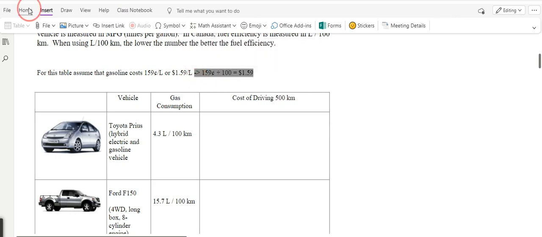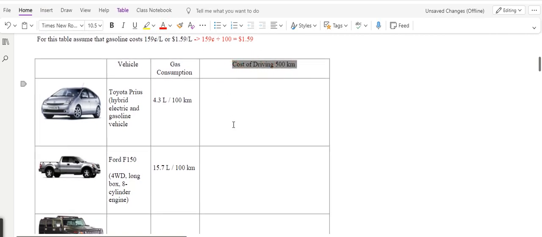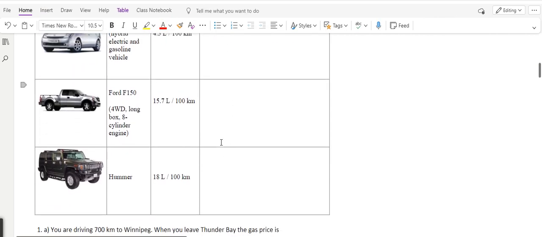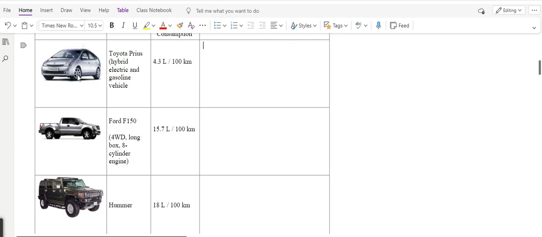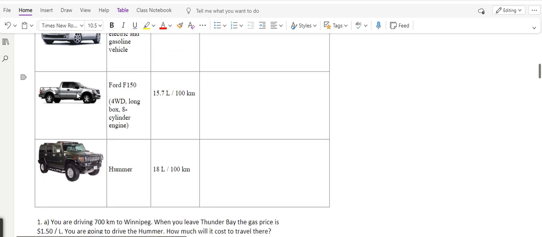So what are we doing here? Well, we're going to compare the cost of driving 500 kilometers for the following types of vehicle. I've got a Toyota Prius here, a hybrid electric and gasoline vehicle, whose consumption is 4.3 liters per 100 kilometers. We have the Ford F-150, four-wheel drive, long box, eight-cylinder engine, which is 15.7 liters per 100 kilometers. And we've got the Hummer, which is 18 liters per 100 kilometers.